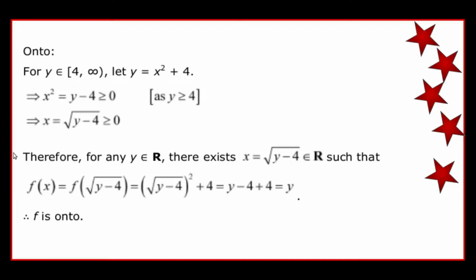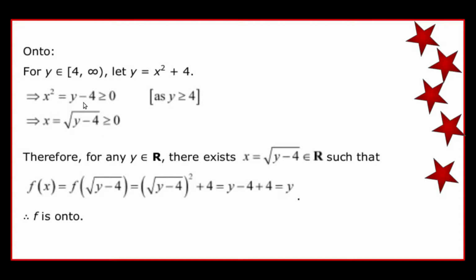For y belongs to the codomain [4, infinity), we have y equal to x square plus 4. So x square equal to y minus 4. y minus 4 is greater than or equal to 0 because y is greater than or equal to 4, since y belongs to [4, infinity). So we get x equal to root of y minus 4.